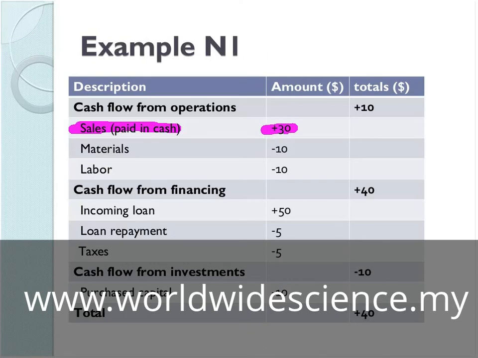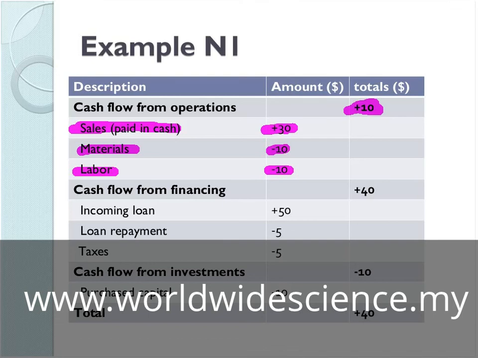We have a cost, materials, minus 10. We deducted 10. We have labor, which is the expenses. We paid our staff $10, which would be deducted from the sales. And the total cash flow from the operation is 10 positive, right? Because 30 minus 10, 20 minus 10, gives us 10. This is simple mathematics.